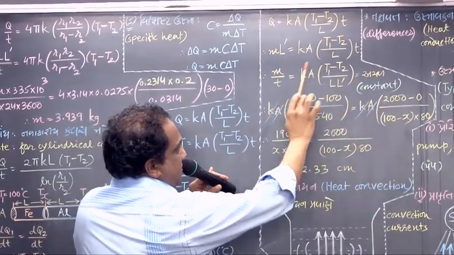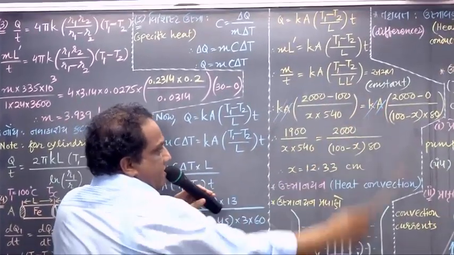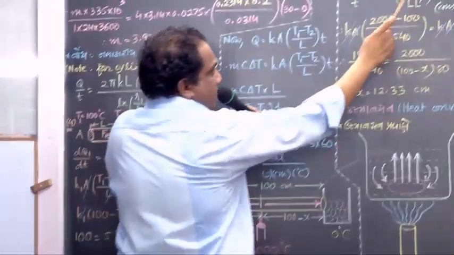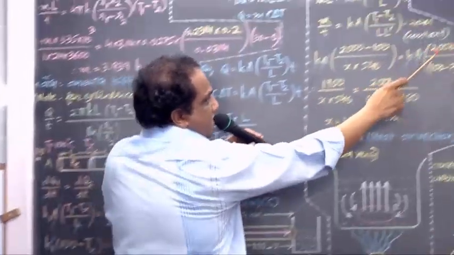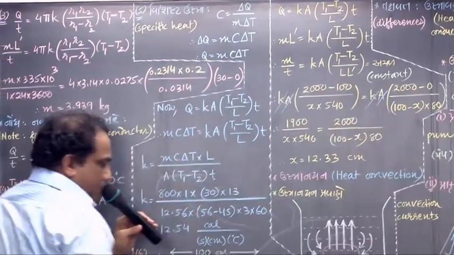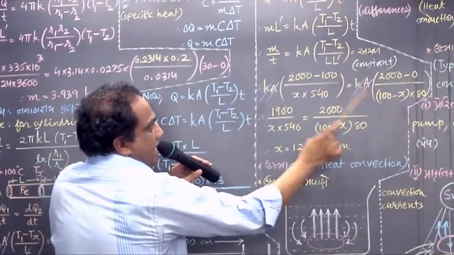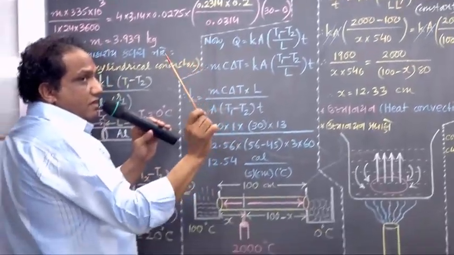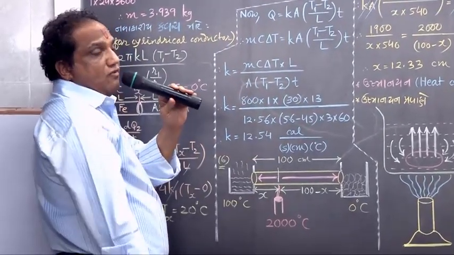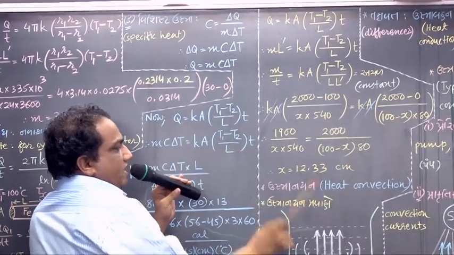What about this term for the right portion? KA as it is. For the right hand side, the temperature difference is 2000 minus 0, upon L. L is the distance between these two planes now, which is 100 minus x, into L dash. Now for ice, it is the latent heat of fusion of ice, and it is 80 calorie per gram.